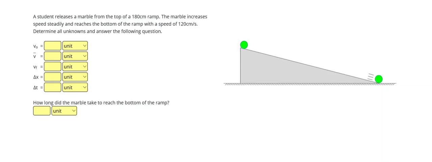A student releases a marble at the top of a 180 centimeter ramp. The marble increases speed steadily and reaches the bottom of the ramp with a speed of 120 centimeters per second. Determine all unknowns and answer the following questions.